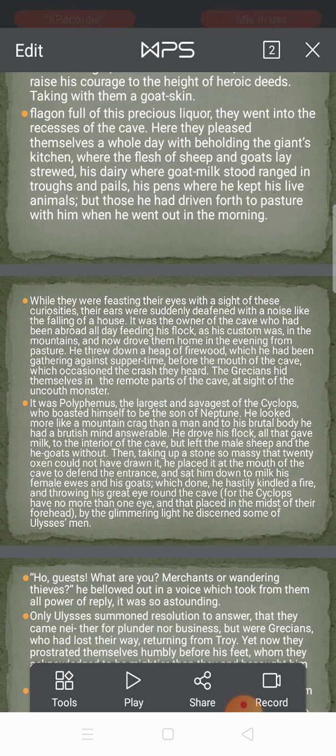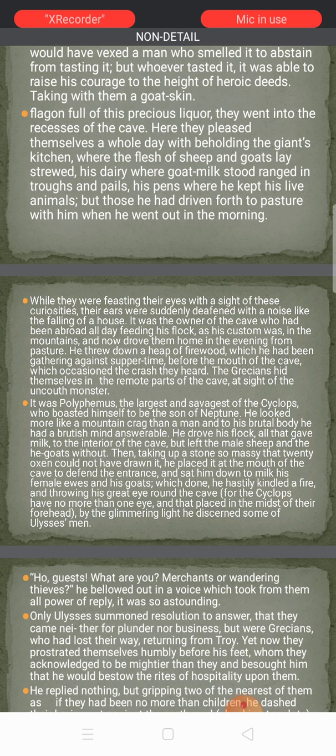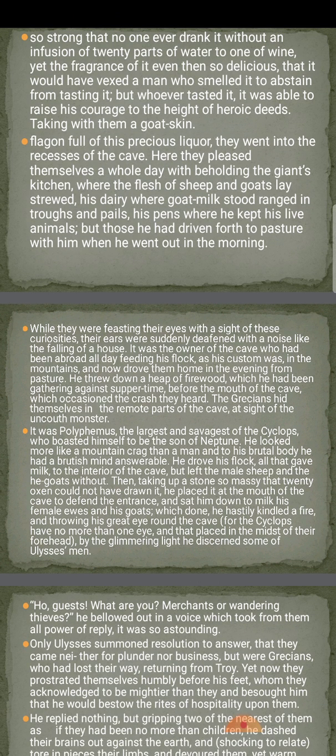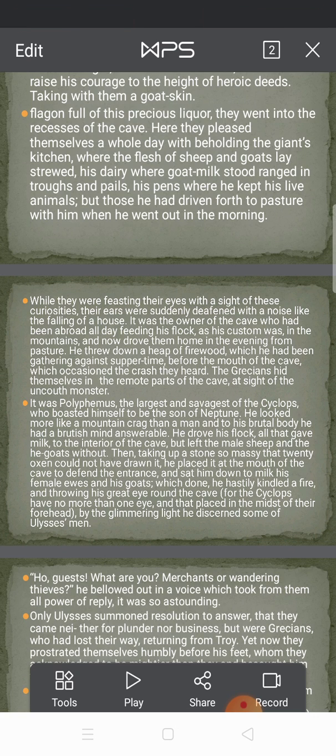It was Polyphemus, the largest and savagest of the cyclops, who boasted himself to be the son of Neptune. Means his name is Polyphemus, and he was telling that he is the son of Neptune, the planet, always boasting. He looked more like a mountain crag than a man. He was looking very tall and a hefty personality. And to his brutal body, brutal means very, very cruel, he had a brutish mind answerable. Means he was cruel also in thinking.